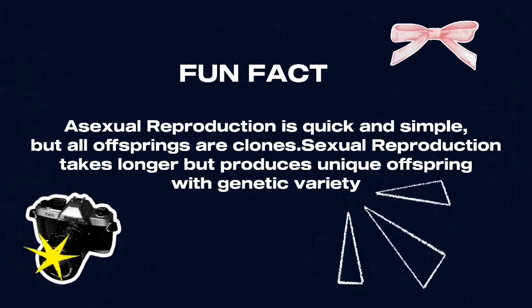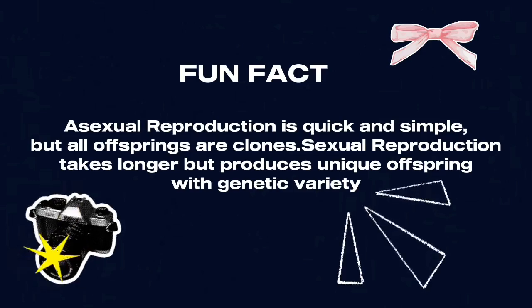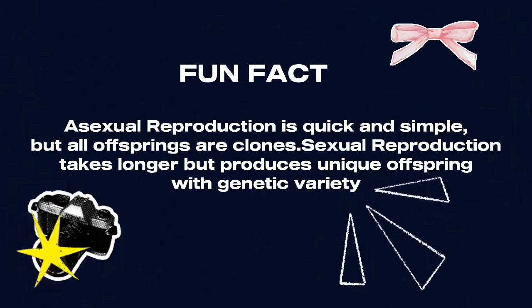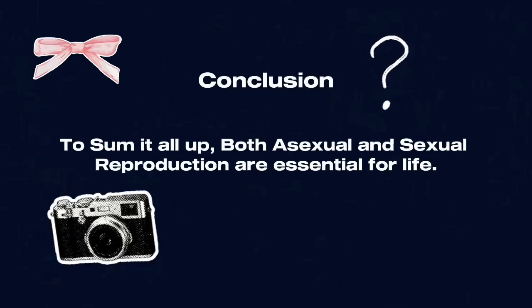Asexual reproduction is quick and simple, but all offspring are clones. Sexual reproduction takes longer but produces unique offspring with genetic variety. Both asexual and sexual reproduction are essential for life.